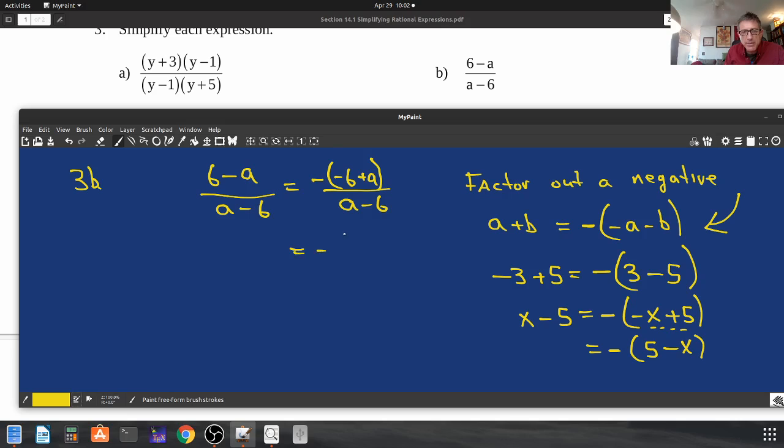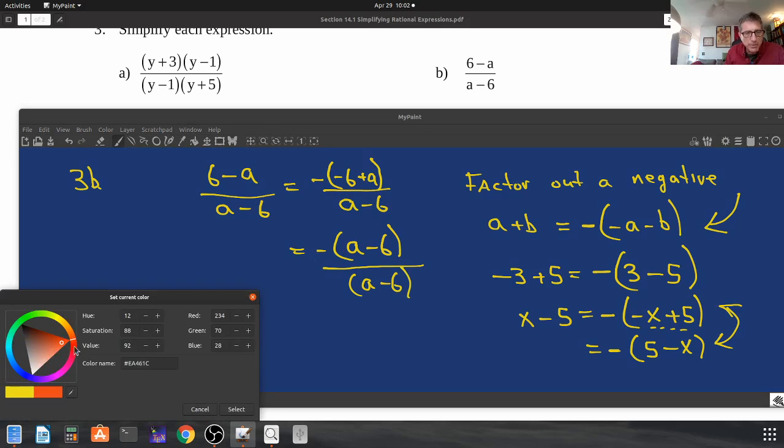And then I'm going to rearrange those factors. Since that's a plus a, it's going to come up front. It's going to be a minus 6. I just rearranged the terms just like I did over here. And then I have a minus 6 on the bottom. And it's probably helpful if you put those in parentheses.